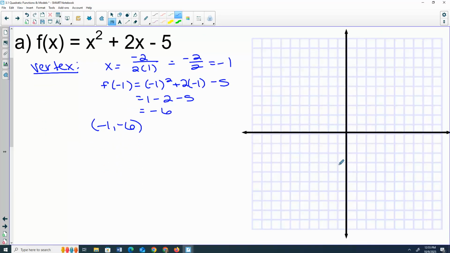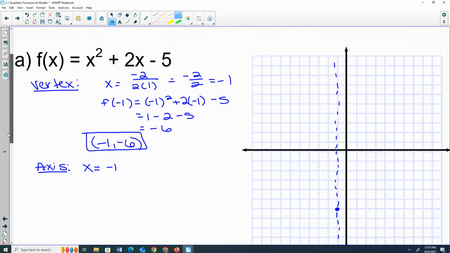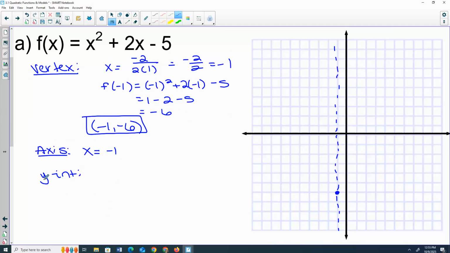That's just a point on your graph. Axis of symmetry. That's just x equals the x value of our vertex, which is -1. x equals -1. We just draw the axis of symmetry as a dashed line. It's not really an asymptote, we're just showing it's the middle of my graph here. Okay. If I wanted the y-intercept, how do I get that? Put 0 in for x. So I get -5. So I hit my y-axis at -5. Or you could give me an ordered pair, 0, -5.